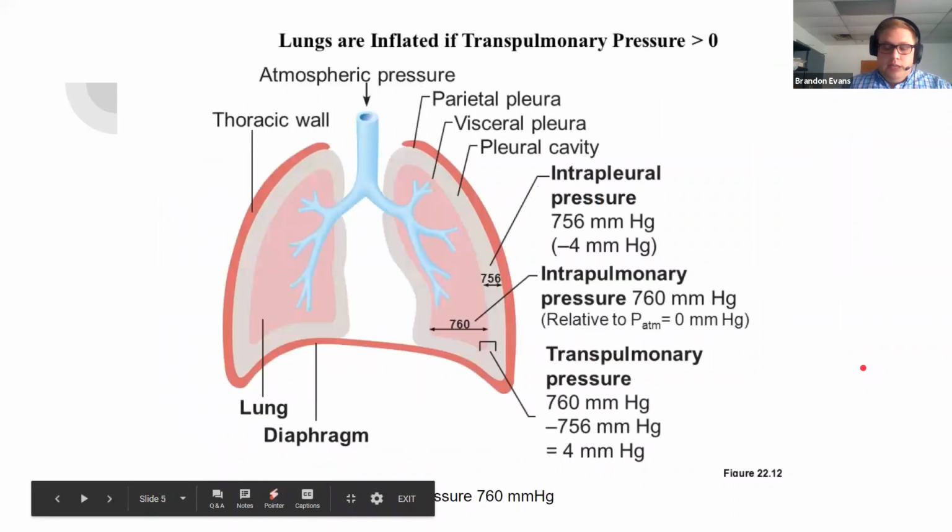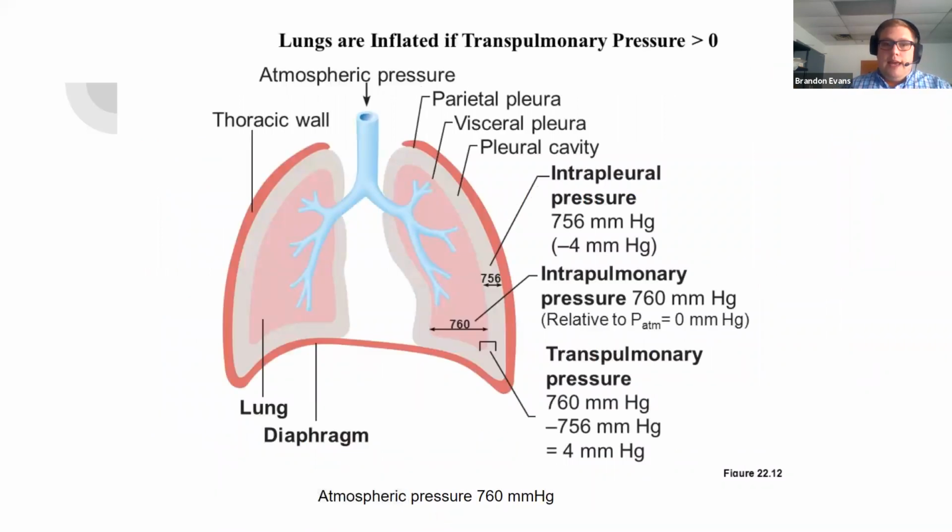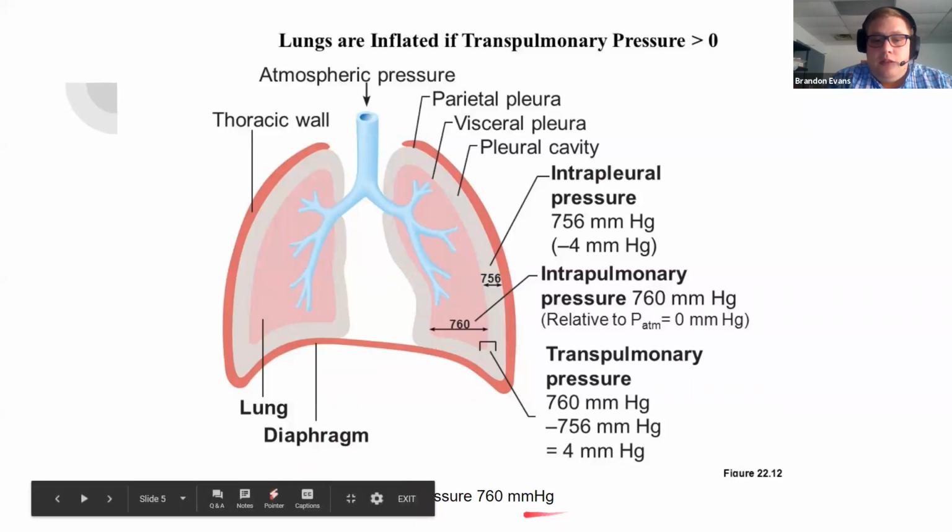So we're going to zoom in a little bit further and look at the internal anatomy of our thoracic wall and our lungs. So here we have the thoracic wall, and then we have your diaphragm. And on the inside here we have your nice pink lungs, and then we have this gray space. This gray space is your pleural cavity. And so on the outside of the lungs, we have the atmospheric pressure of 760, as you can see referred to here at the bottom.